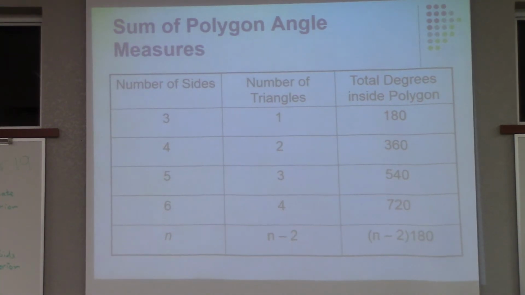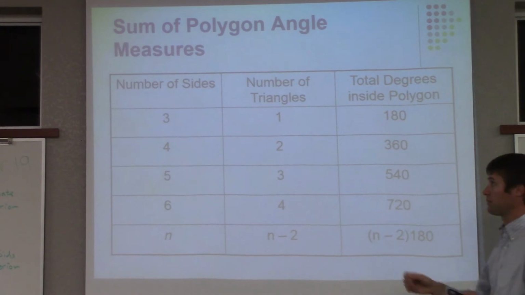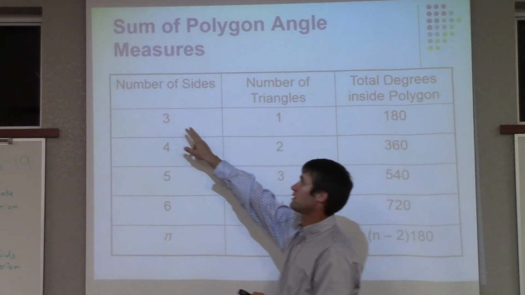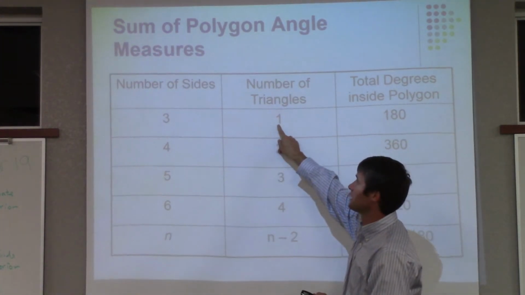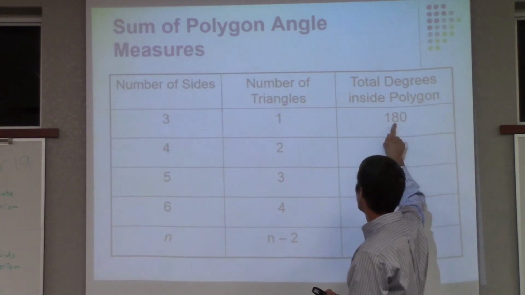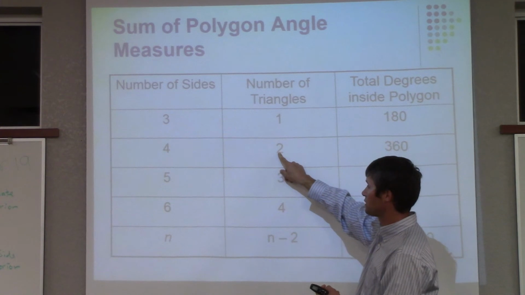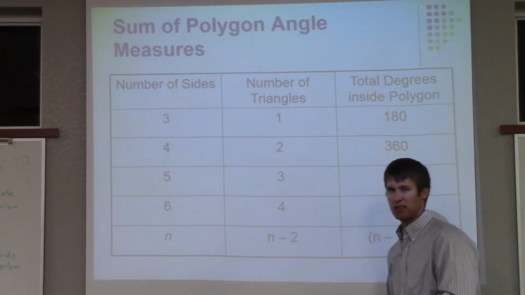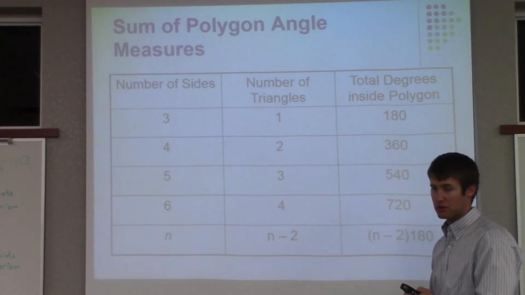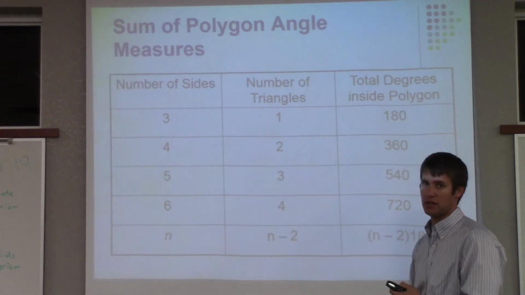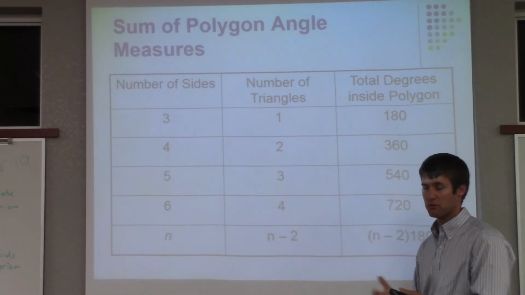minus 2 times 180. So if you think about it, we have 3 sides minus 2 gives us 1. 1 times 180 is 180. N minus 2 is 2. 2 times 180 is 360. Because number of sides minus 2 gives us how many triangles we have. We multiply the number of triangles by 180.